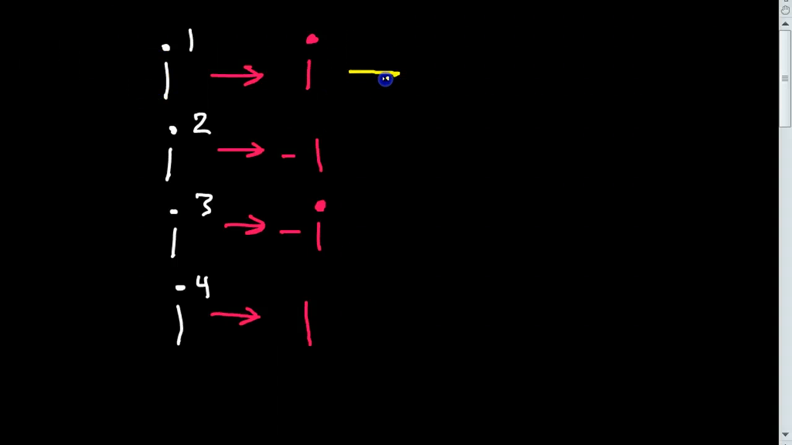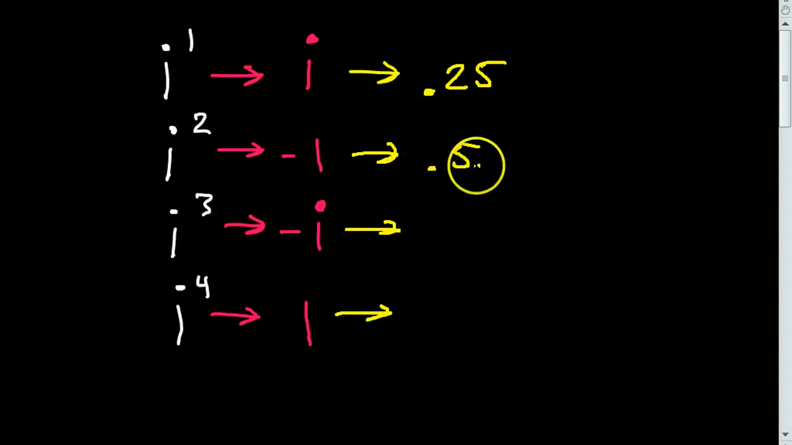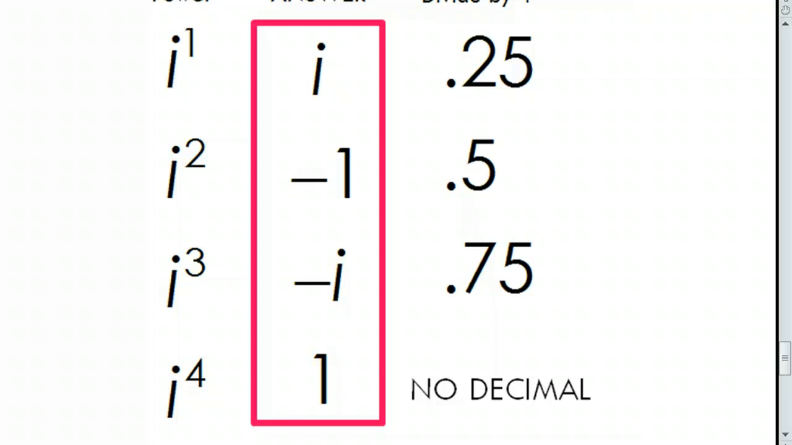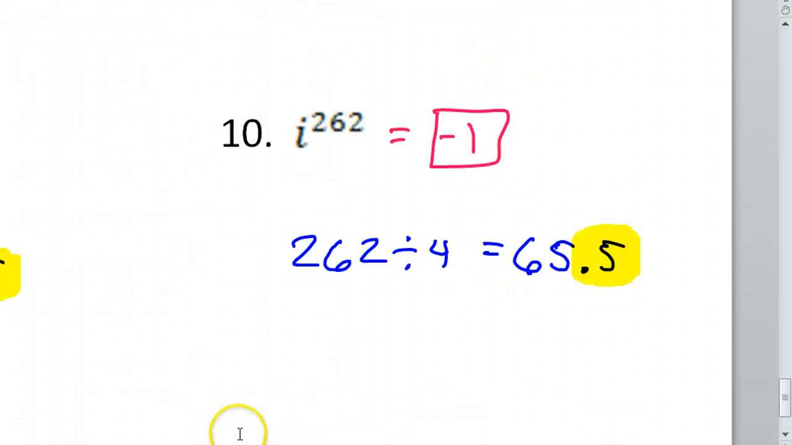Now, those decimals. Let's remember what they were, in order of size. This one was 0.25, this one was 0.5, this one was 0.75, and this one was no decimals. You should be able to create this chart from memory, just like I just did. If you can do that, then you can use it to answer all of these pesky questions.